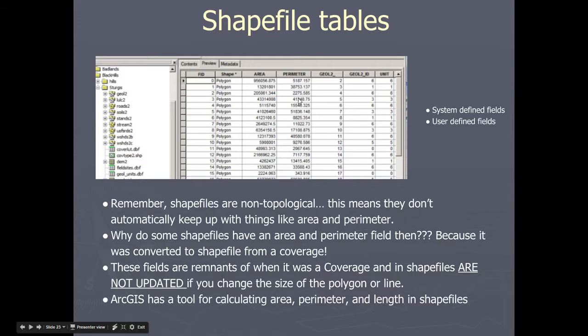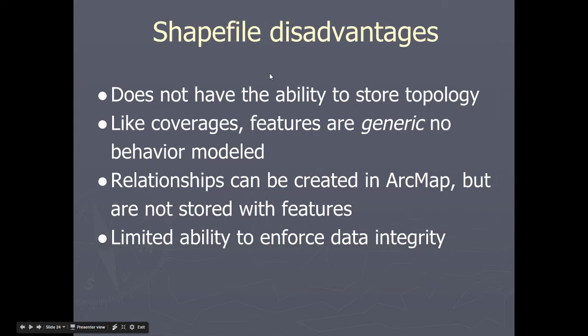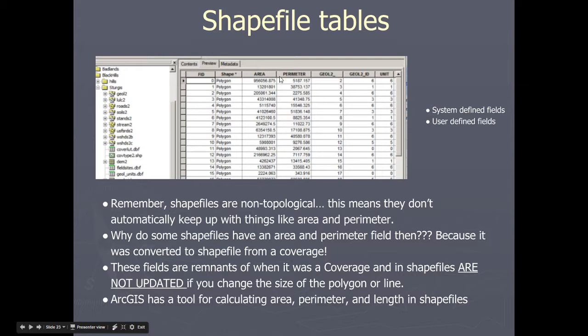So this is the table for shapefiles. And this is not a really very good example, actually. Remember, shapefiles are non-topological. This means they don't automatically keep up with things like area and perimeter. So occasionally you'll see a shapefile table that has area and perimeter in the table. So where do these come from?